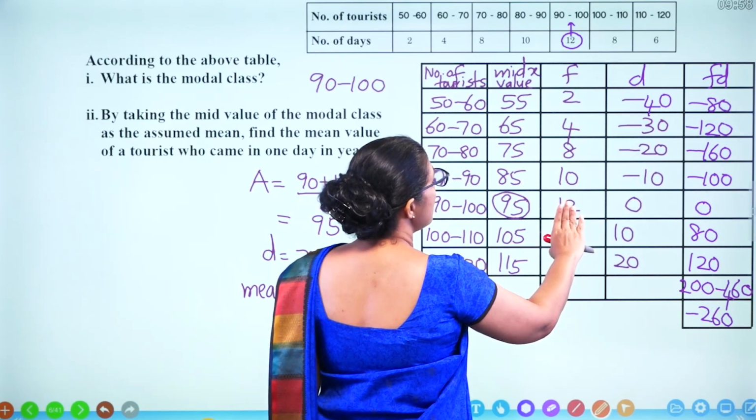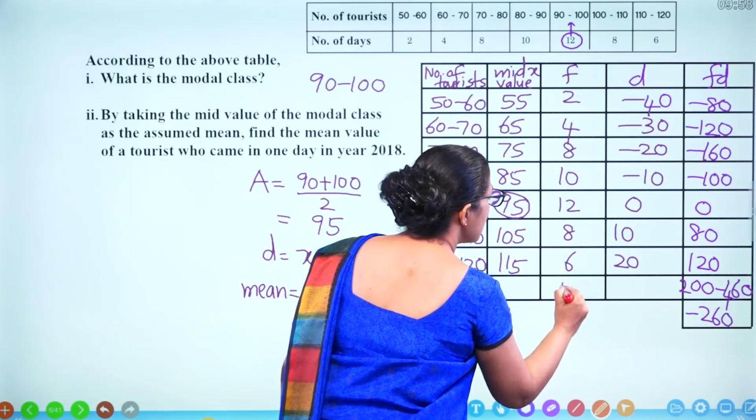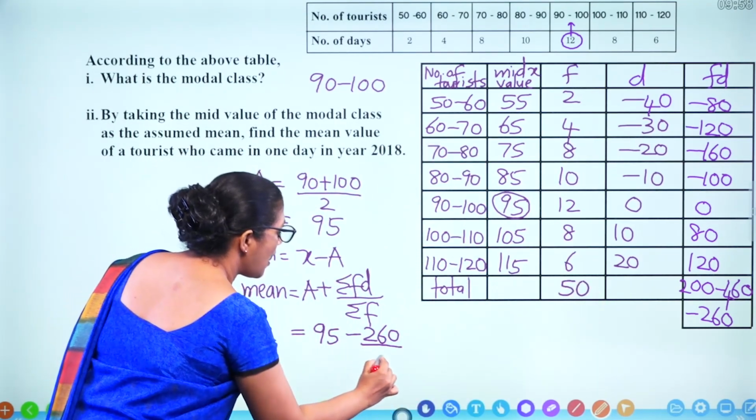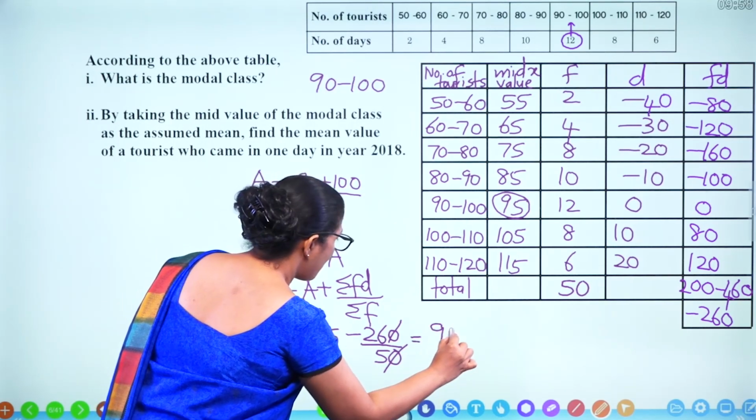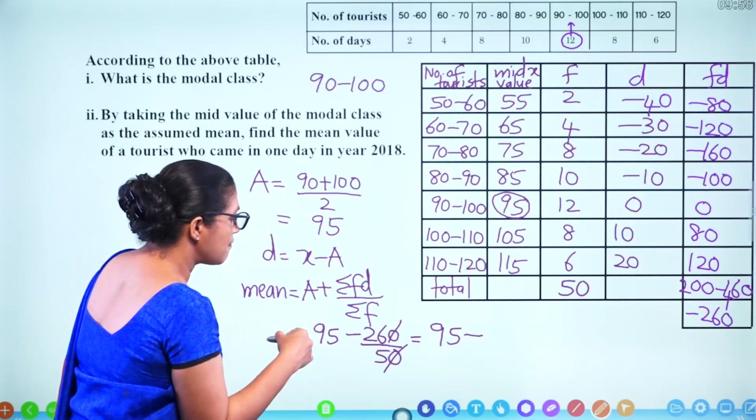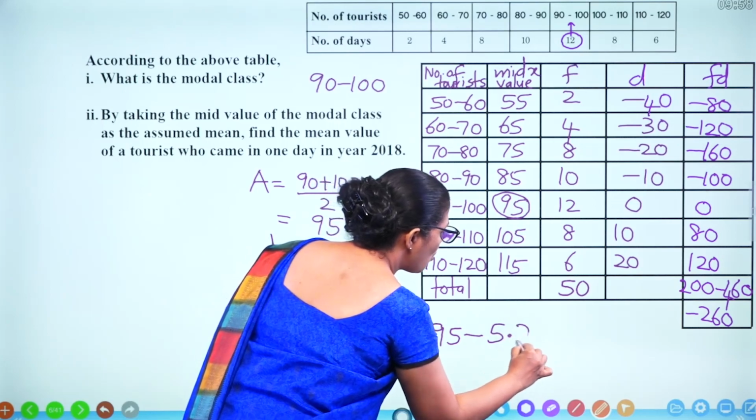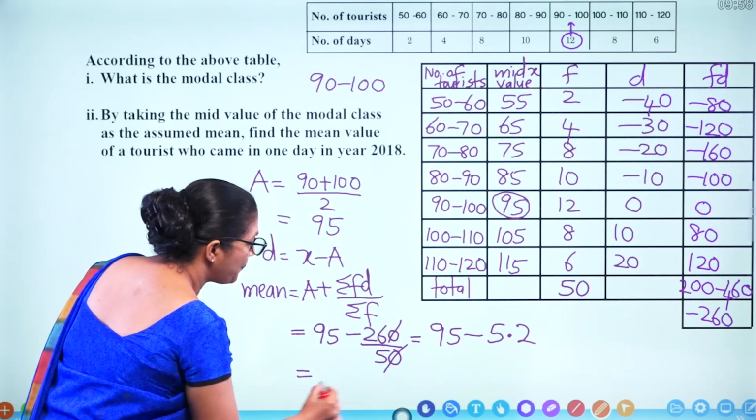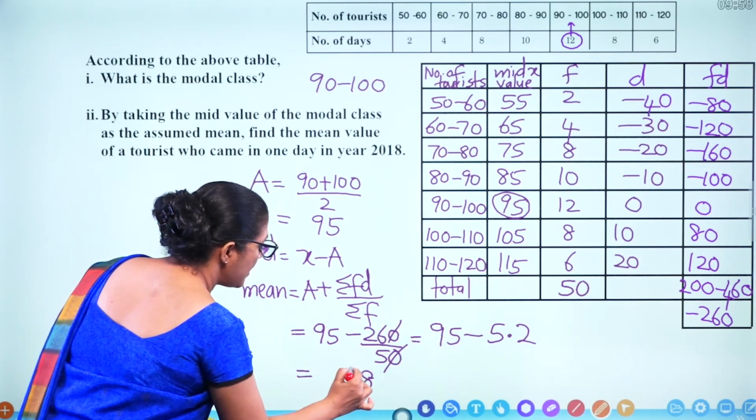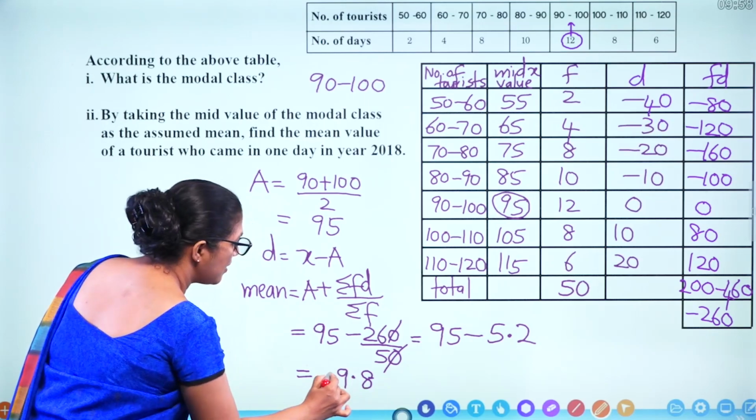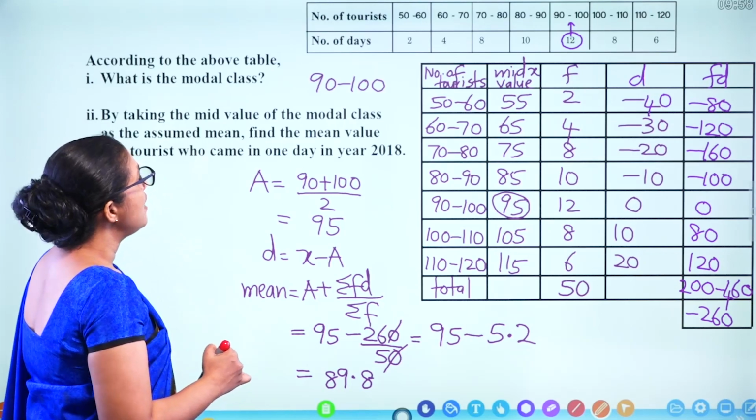Just check it. 20, 30, 40, 50. That's 50. So divide by 50. 0 gets cancelled out. 95 minus 26 divided by 5. 5 times 5 is 25 and 5.2. So what's the value? 95 minus 5.2 is 89.8. 89.8 is the mean value.